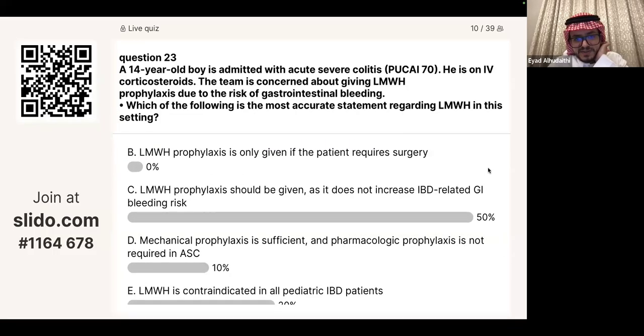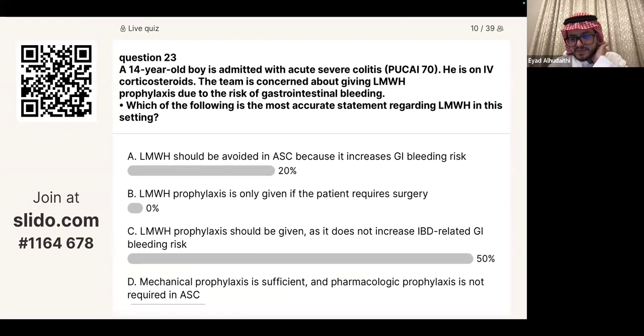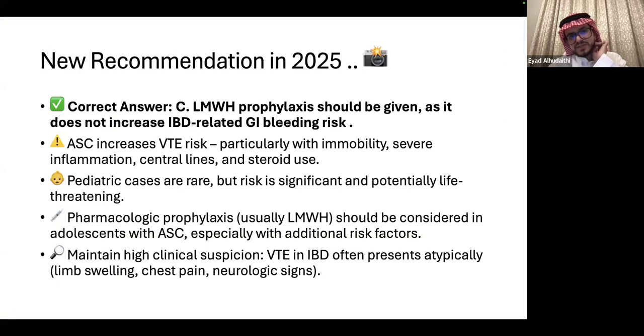So let's see what you answered. Should be given. Okay, this is correct. This is also a new change in the 2025 guideline. Let's read it again. Low molecular weight heparin prophylaxis should be given as it doesn't increase IBD-related GI bleeding risk.